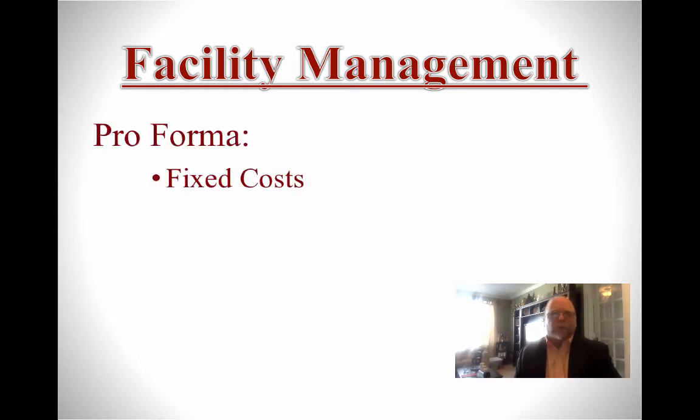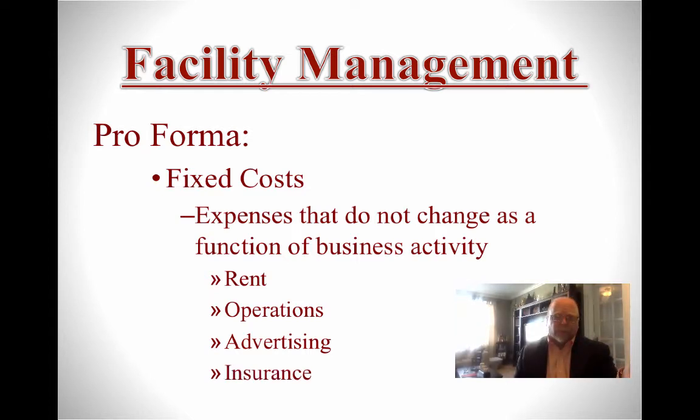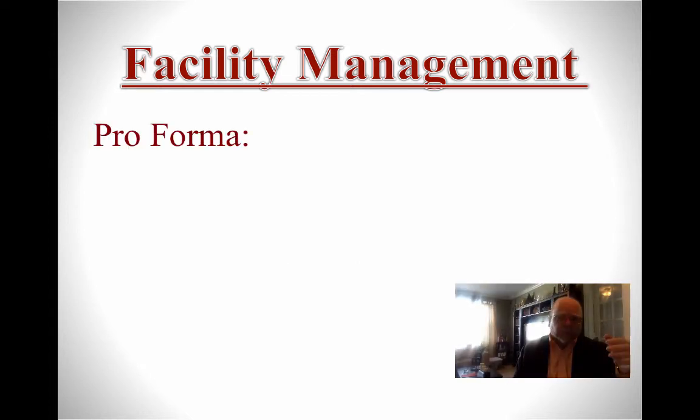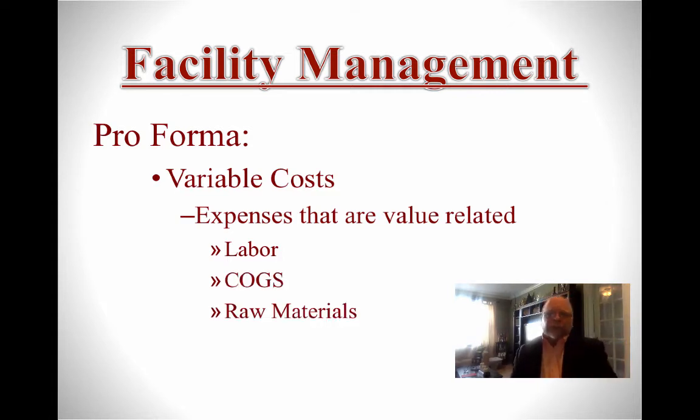All right, so your pro forma will describe what your fixed costs are, being the expenses that do not change as a function of business activity, like your rent, operations, and advertising. So you're going to have your fixed cost on your pro forma, and then you're going to have your variable cost on your pro forma. Variable cost meaning expenses that are volume related. All right, so your labor cost, your cost of goods sold, your raw materials. Right, these expenses may change. If you have 10 people working there, then that's a cost. But if you have 30 people working there, that's a variable cost. See how that works?